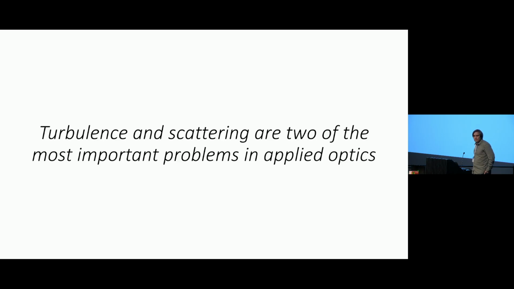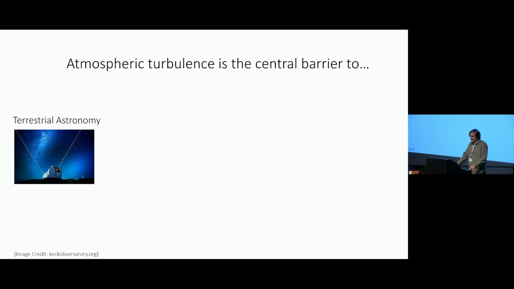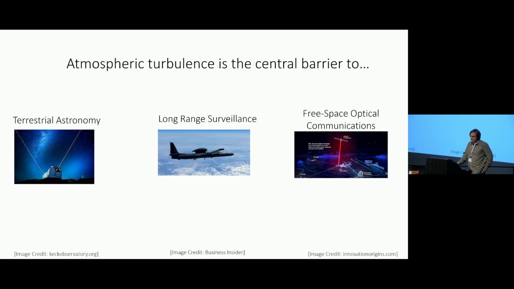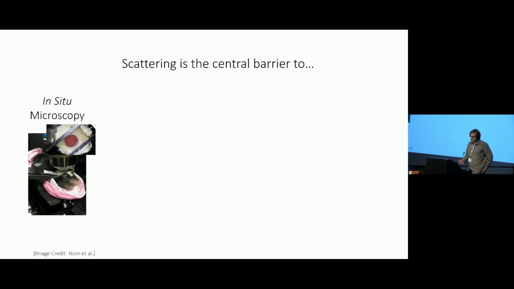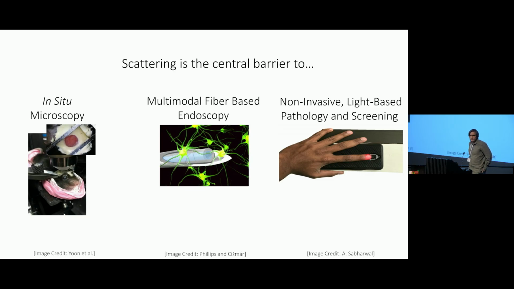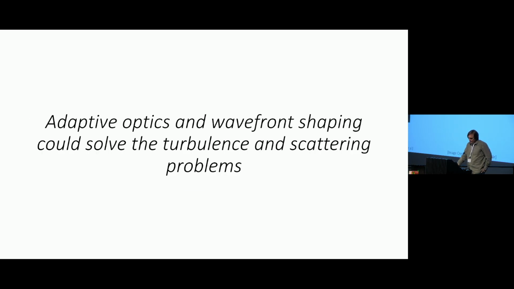Turbulence and scattering are arguably the two most important open problems in applied optics. Atmospheric turbulence is the central barrier to terrestrial astronomy. That's why we spent billions of dollars sending James Webb into space rather than building a much larger, cheaper telescope on the Earth. It's similarly a challenge for long-range surveillance applications, free space optical communications, and the related problem of scattering is a major issue in microscopy, where scattering limits how deep you can see into tissue. It poses a problem for fiber-based multimodal endoscopy and non-invasive light-based pathology and screening.